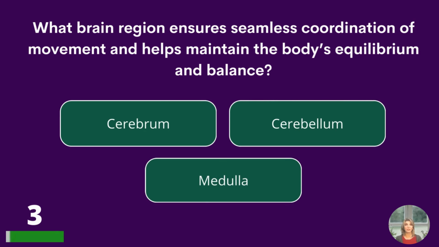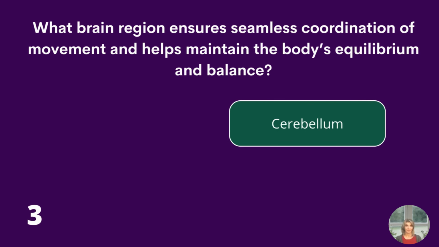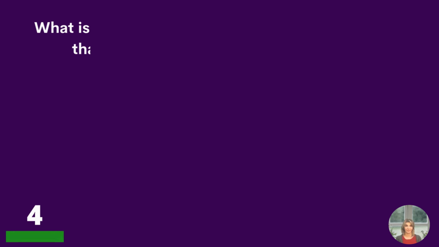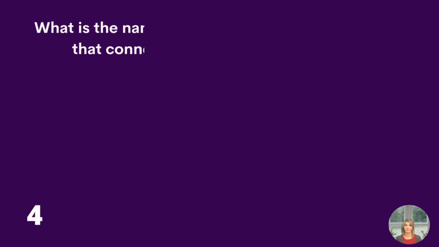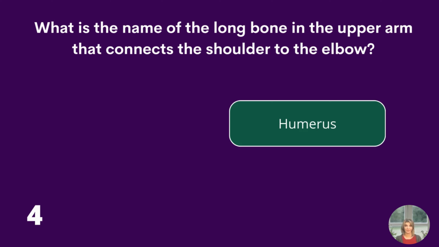What brain region ensures seamless coordination of movement and helps maintain the body's equilibrium and balance? The cerebellum. What is the name of the long bone in the upper arm that connects the shoulder to the elbow? The humerus.